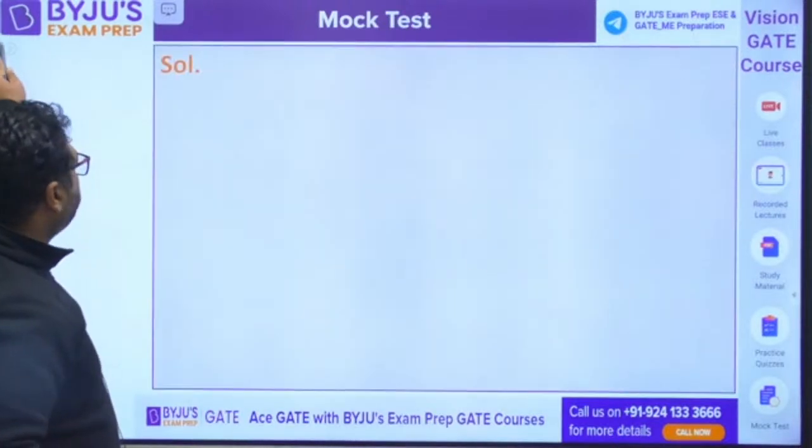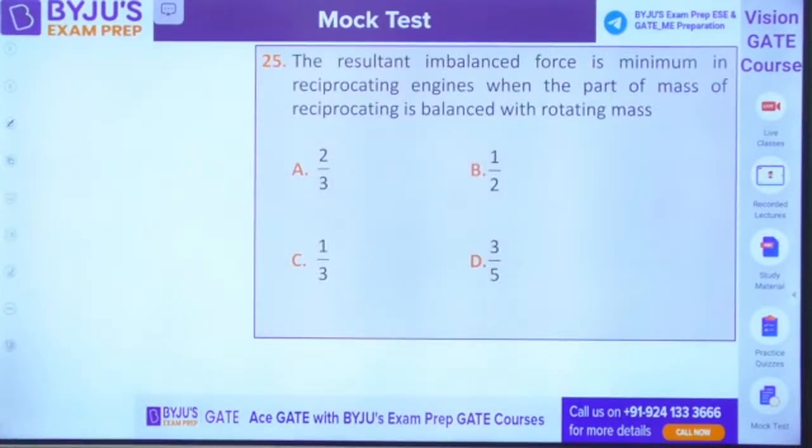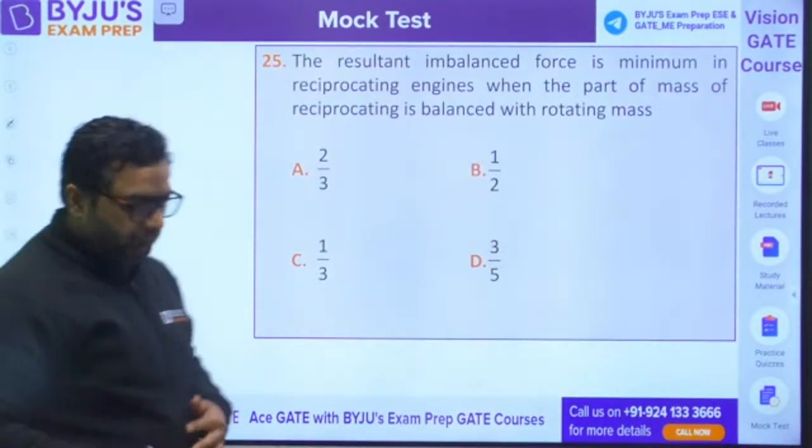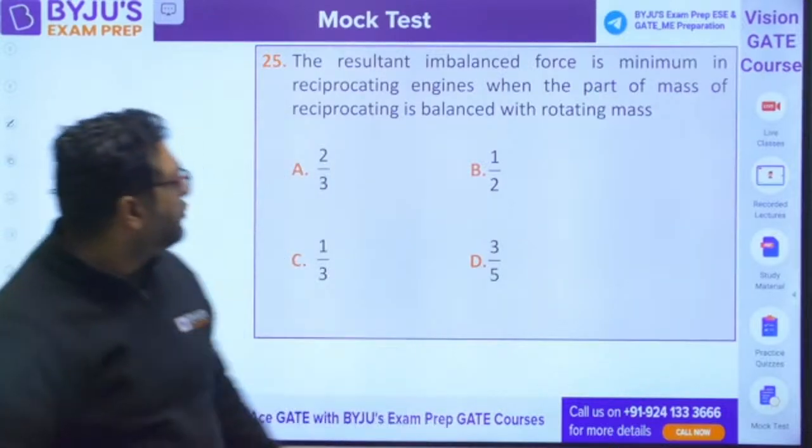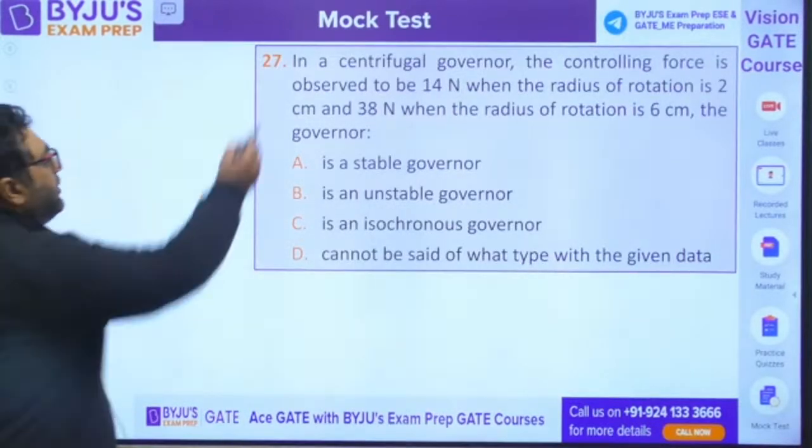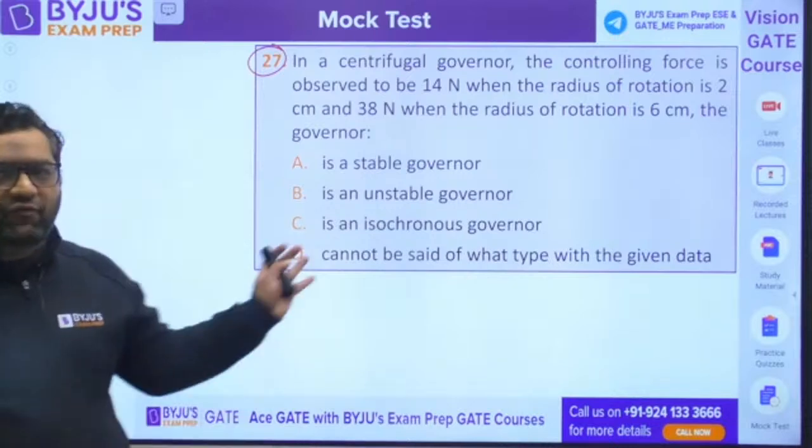Moving to the next question. Question number 25, guys. Okay, leave this question, some data is missing. This is the next question, whatever. So we have 5 more questions, don't worry.